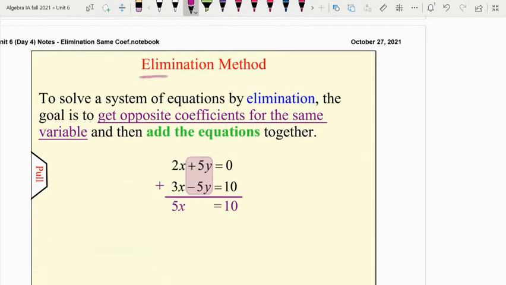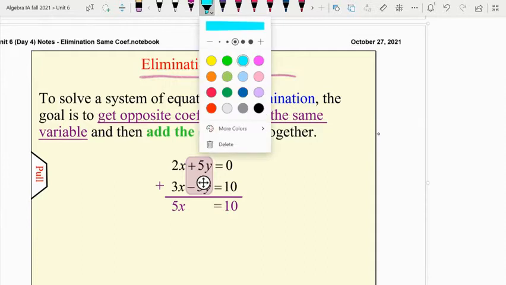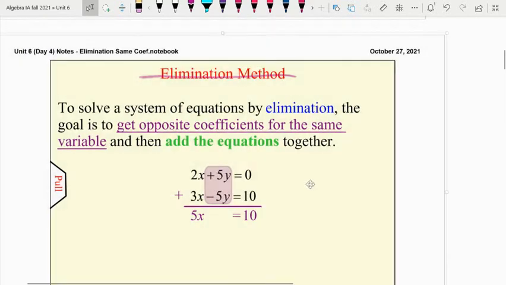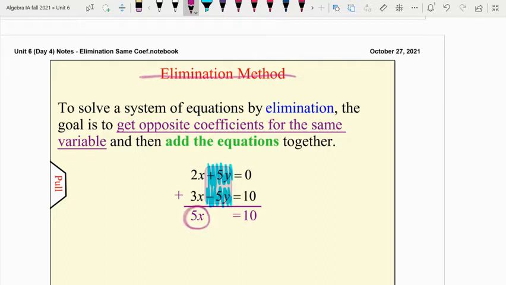So in an elimination method, the idea is to get opposite coefficients for the same variable, meaning I have a positive 5y and a negative 5y, so opposite signs. And then we will add the equations together. So you can see when we add these together, you get 2x plus 3x gives you 5x, and 0 plus 10 is 10.